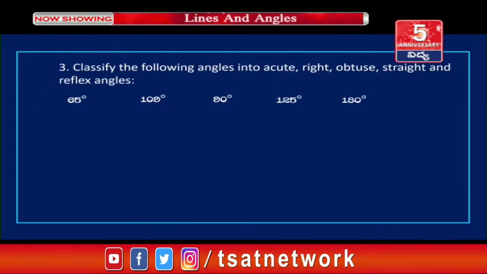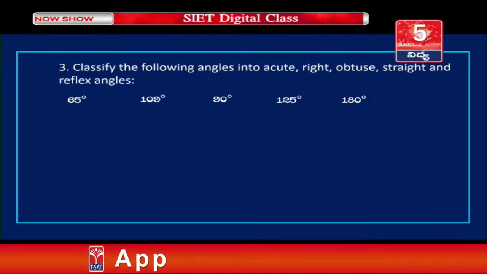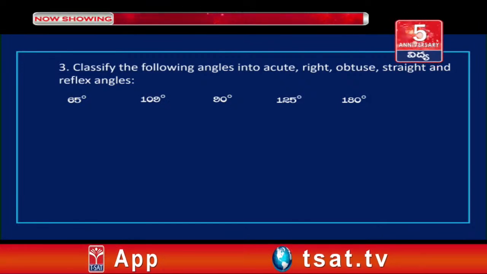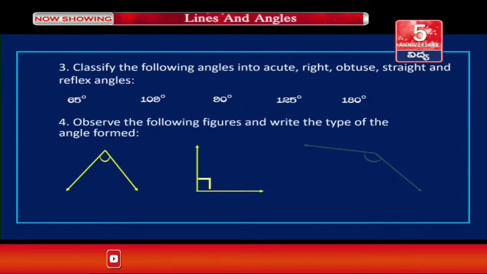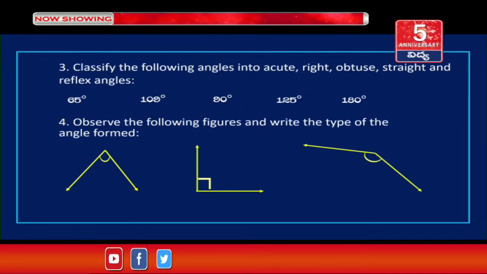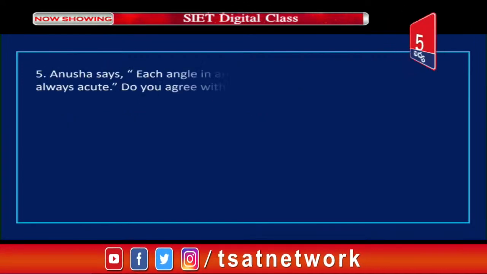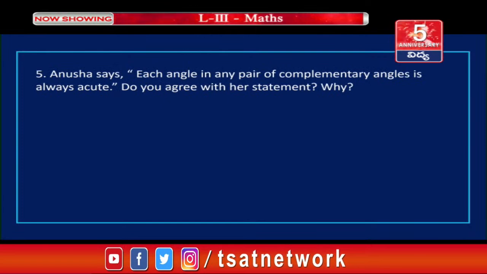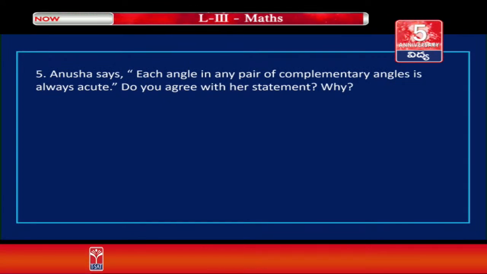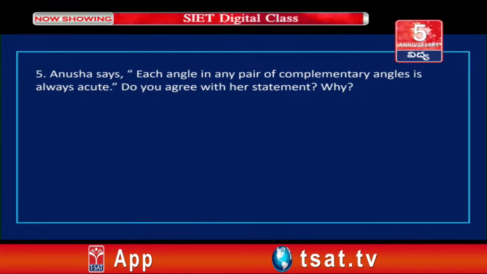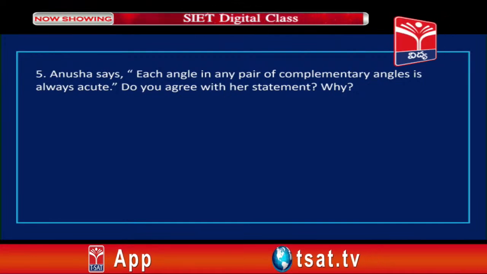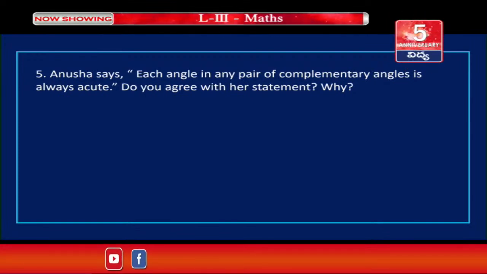Third one, classify the following angles into acute, obtuse, straight, and reflex angles. Fourth one, observe the following figures and write the types of the angles formed. Fifth one, Anusha says any pair of complementary angles is always acute. Do you agree with her statement? Why? You can write the statement.